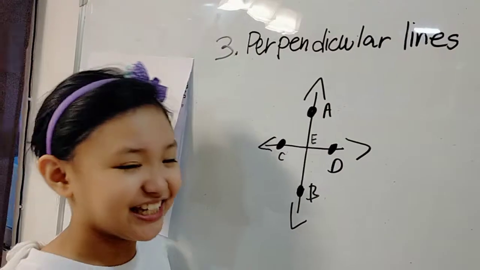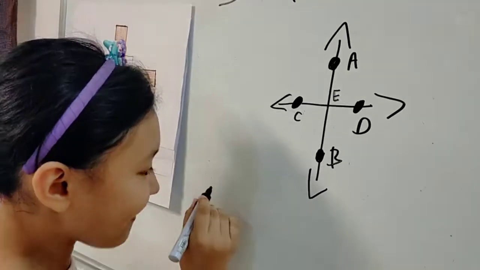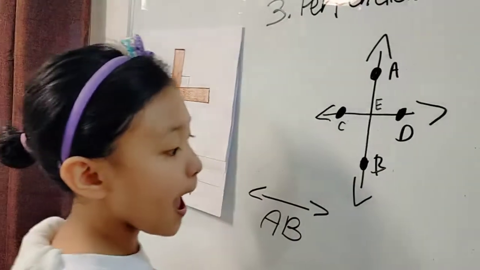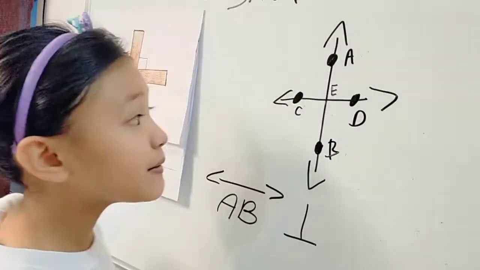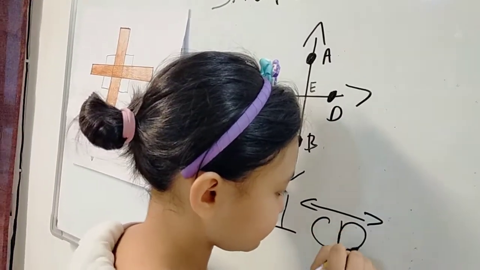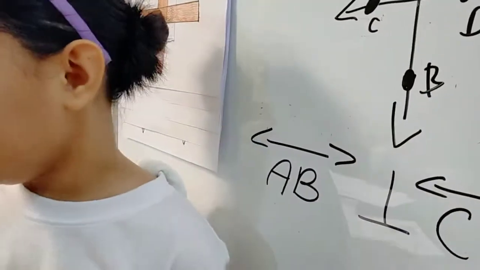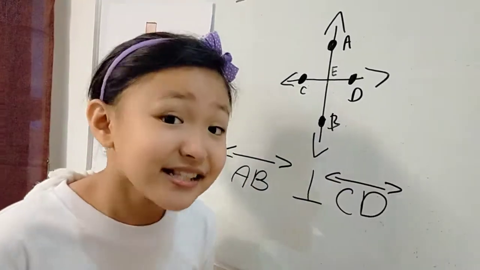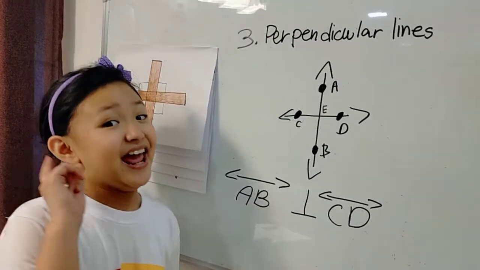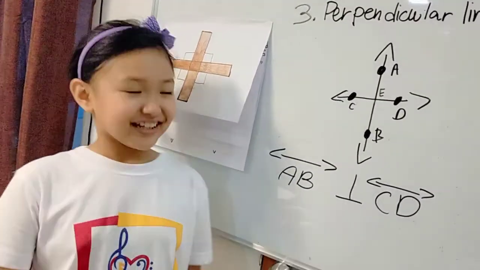Going back to perpendicular lines, this figure shows that line AB is perpendicular to line CD. We use this symbol as a symbol for perpendicular lines. And now we are done learning the three kinds of lines.